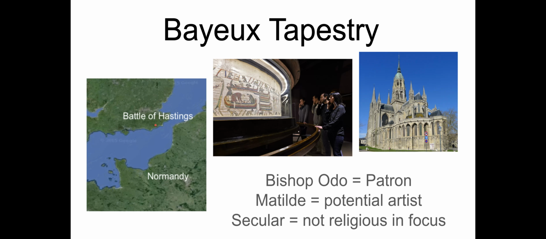This is a battle between the Anglo-Saxons and the Normans, and it all comes to the end here at the Battle of Hastings, when ultimately the Normans defeat the Anglo-Saxons and defeat the English. So I put up here our patron, Bishop Odo, because he's going to show up in the image. Matilda, who is the potential artist in terms of a female artist, and a group of women perhaps working with her, which is a reflection of the kind of art it is, which I'll talk about at the end.